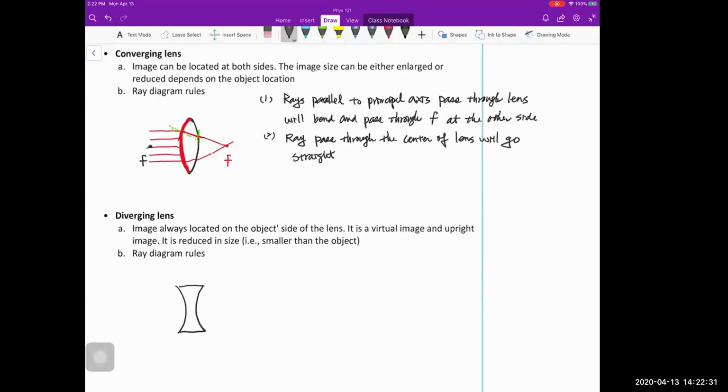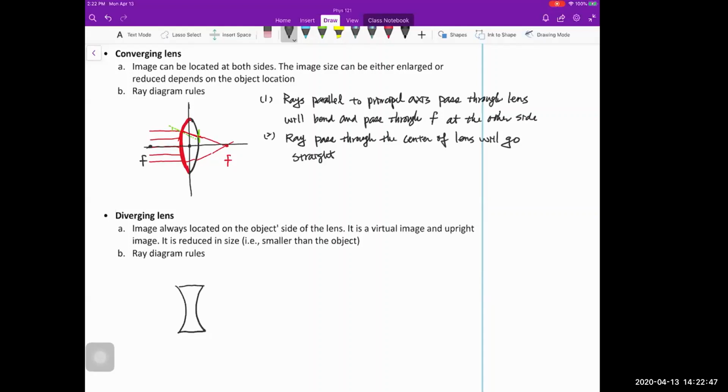If that light is passed through the center of the lens, it will go straight. So where is the center of the lens? This is my lens. The halfway of this one is the center of the lens. This is the center of the lens.